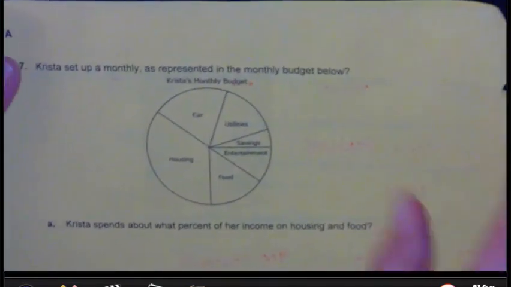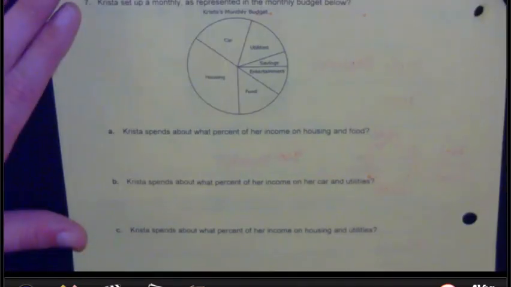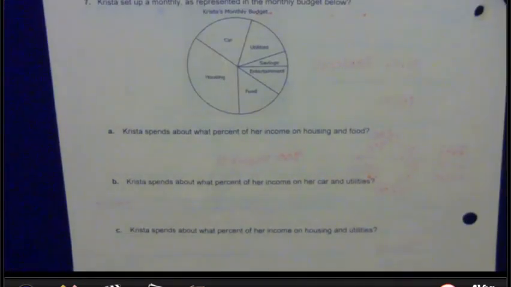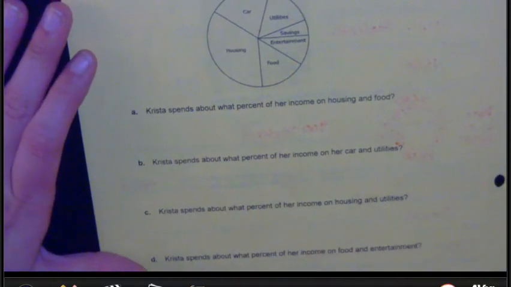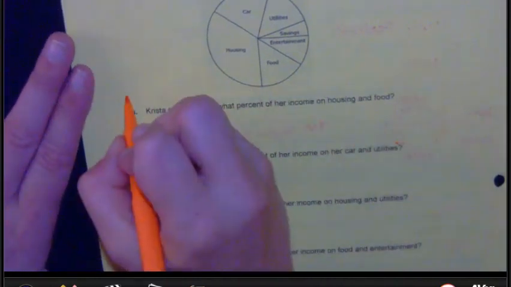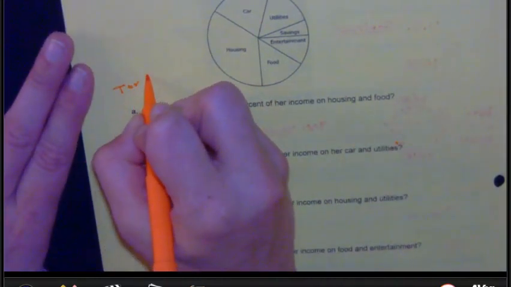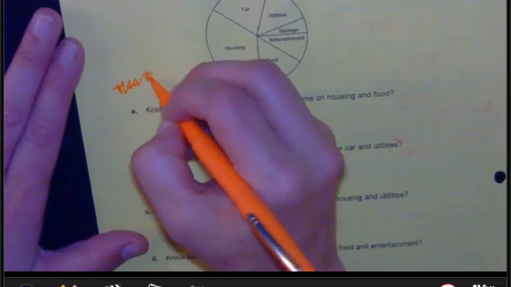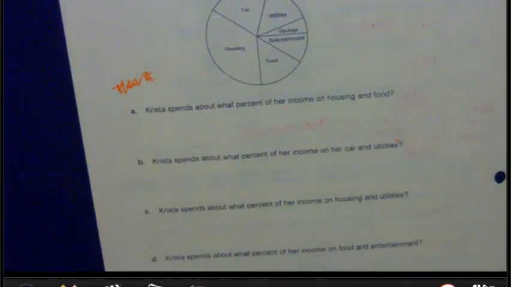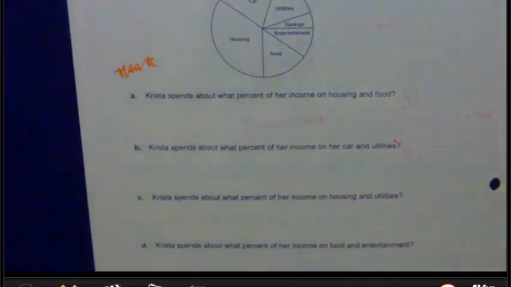Number 7. Okay, so number 7, Krista set up a monthly budget as represented in the monthly budget below. So she set up a pie chart. And I want to know true or false, so T or F, which one of these is supported, or not. I want to know what percent. Sorry, true or false is later. So Krista spends about what percent of her housing on food?